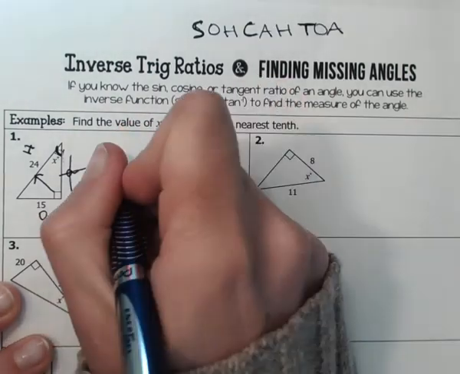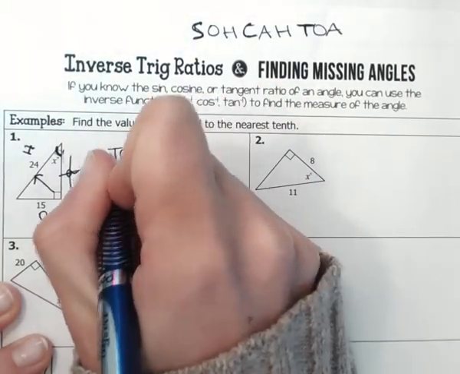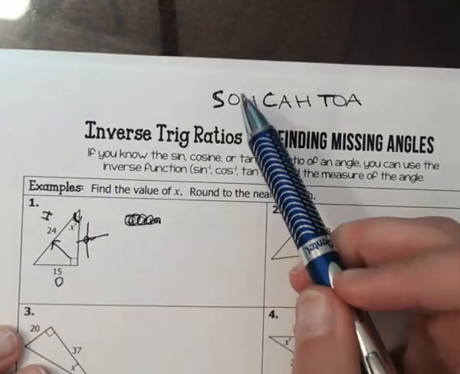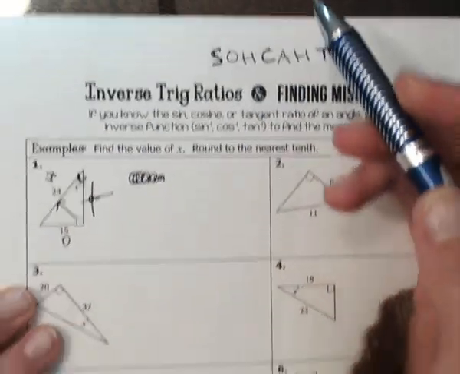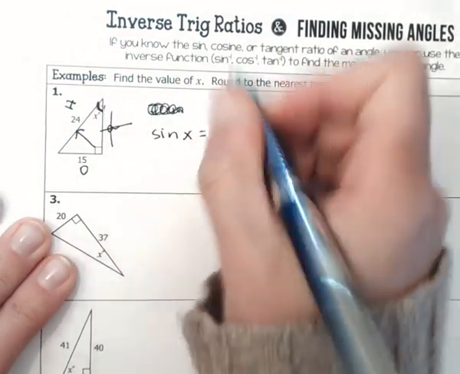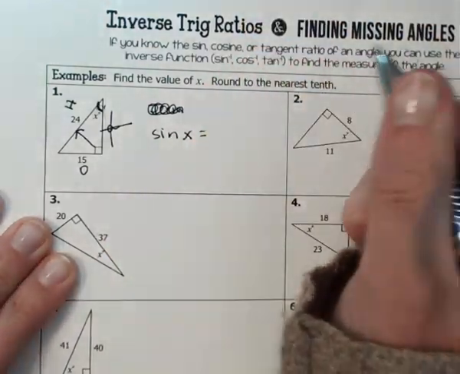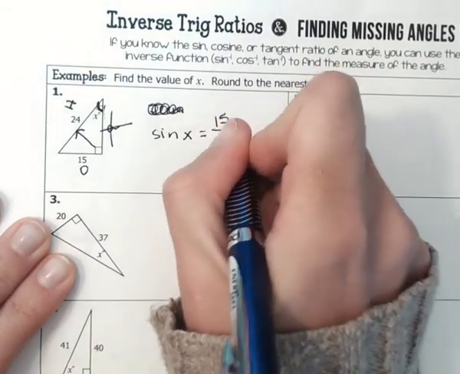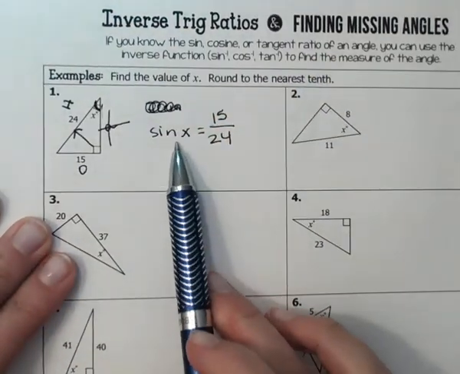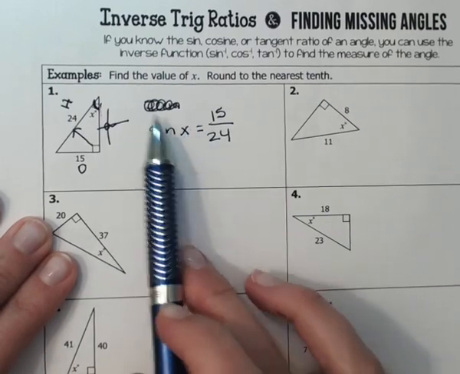So we're going to set it up as tangent. I'm sorry, not tangent. Which one would we use? If we have O and H, opposite and hypotenuse, we're going to use sine. So we'll set it up as sine of x equals, opposite has to go on top, O goes on top, so 15 over 24.